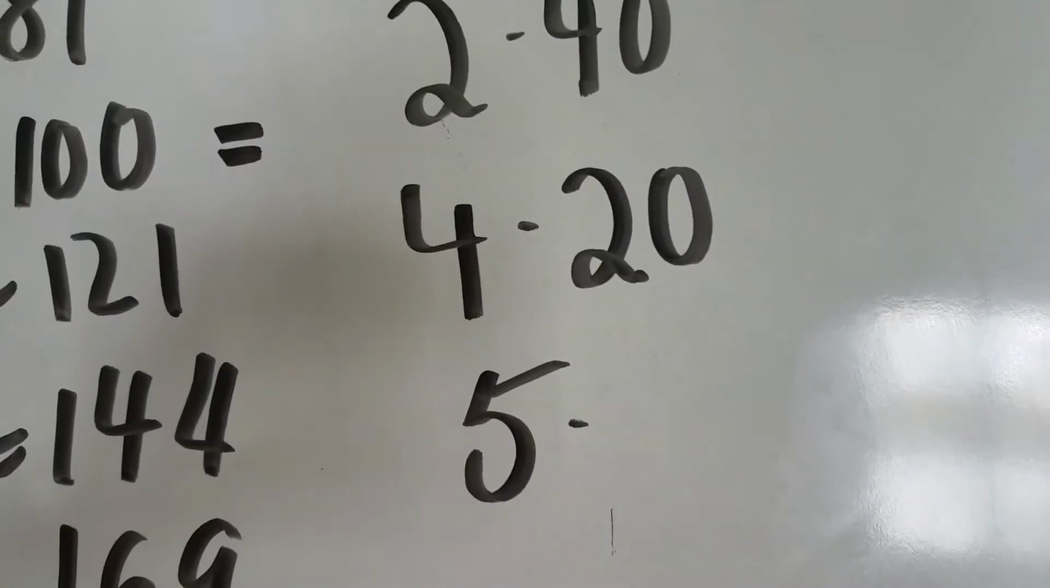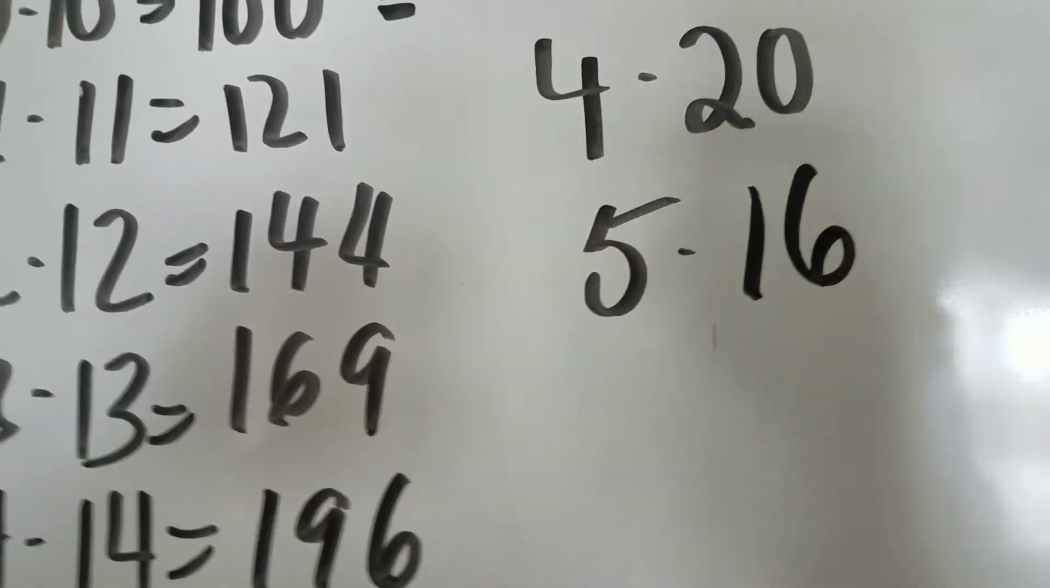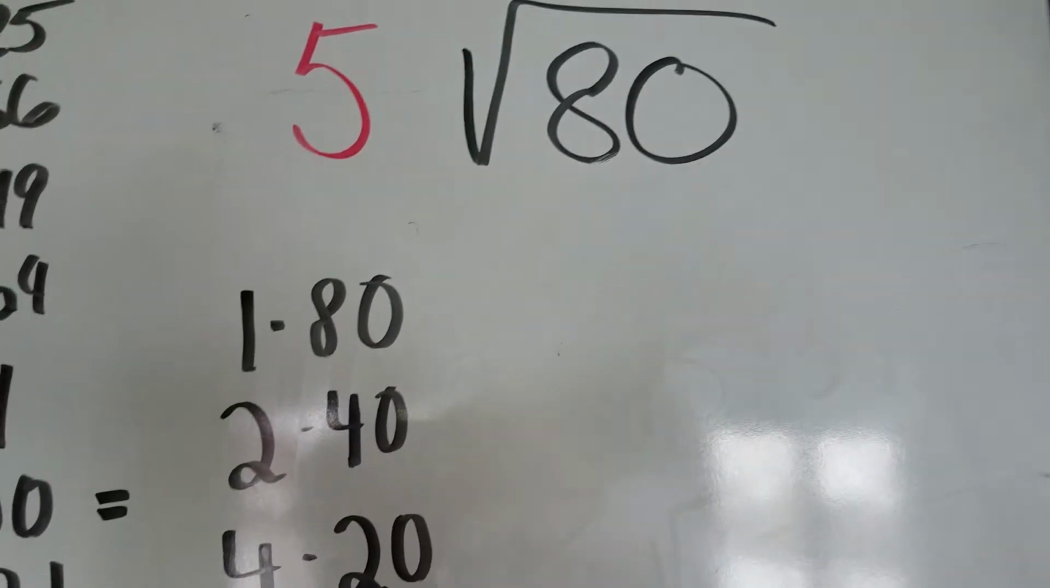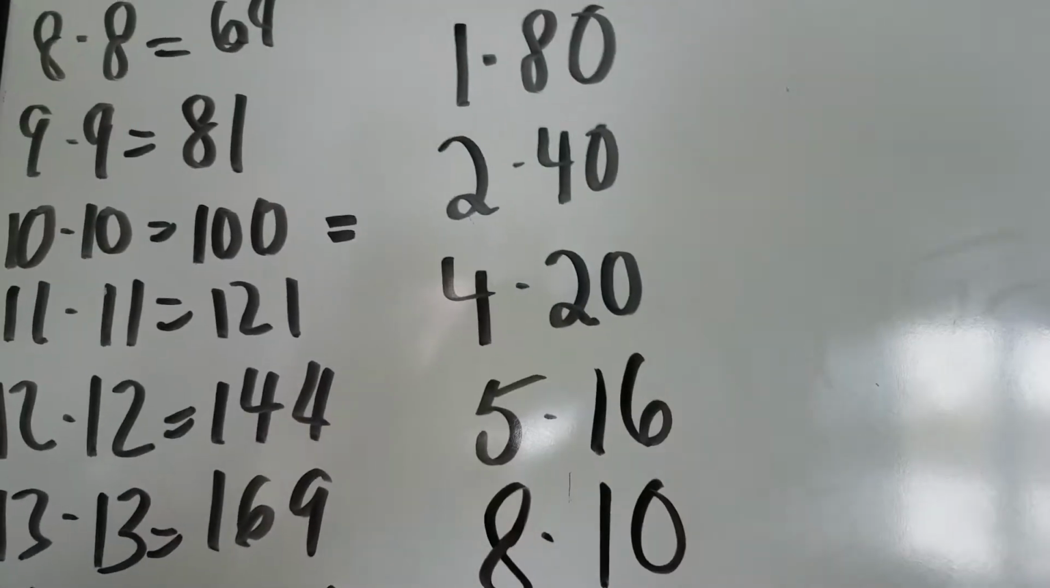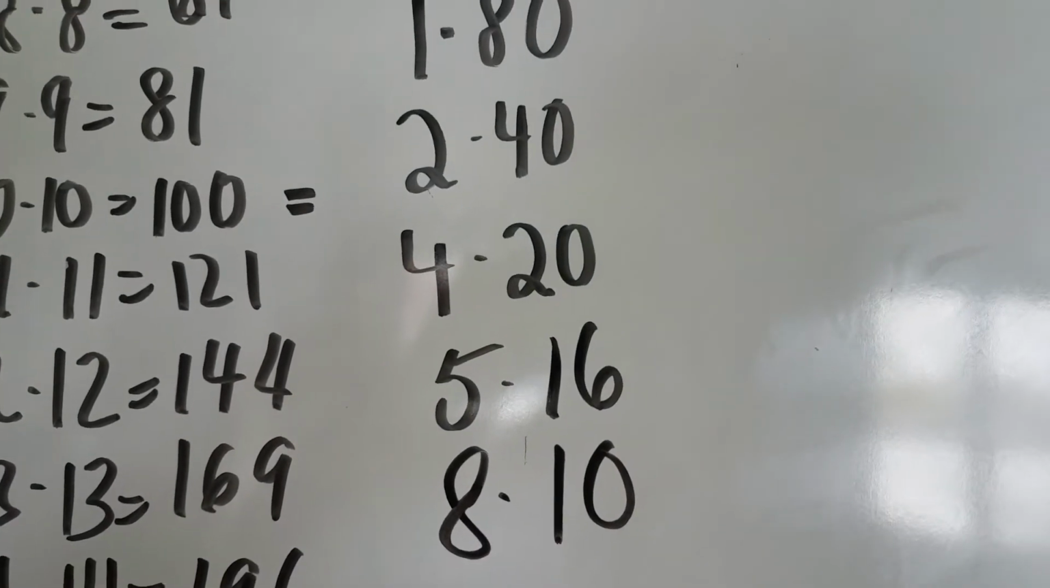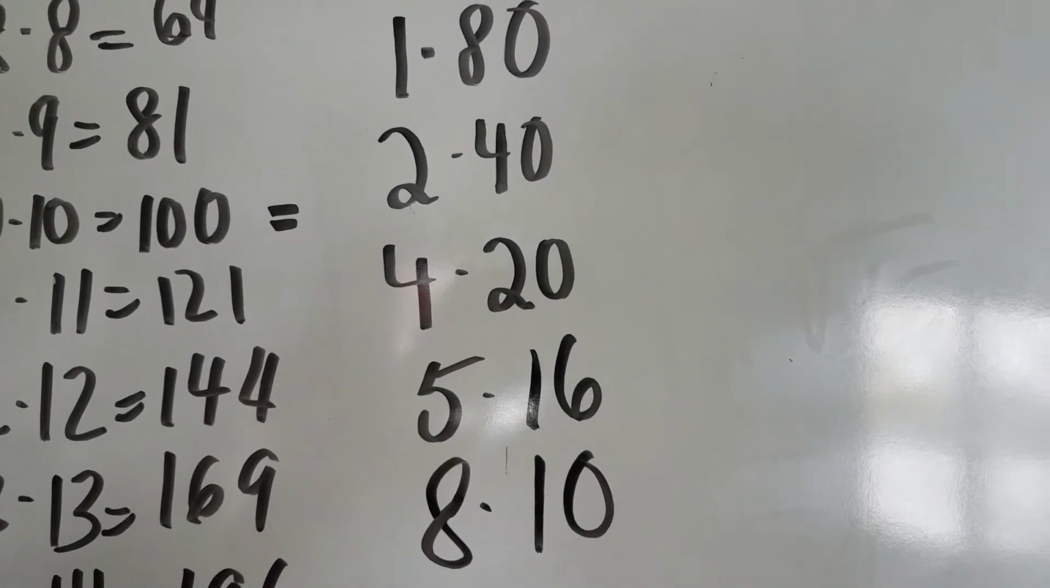Okay, so 5 times 16. Does 6 go into 80? No. Does 7 go into 80? No. Does 8 go into 80? Yeah, 8 times 10. So obviously I might have missed one in the beginning, but you know what? I'm sitting there going, okay, hey, at least I've got this group and this might help me out.